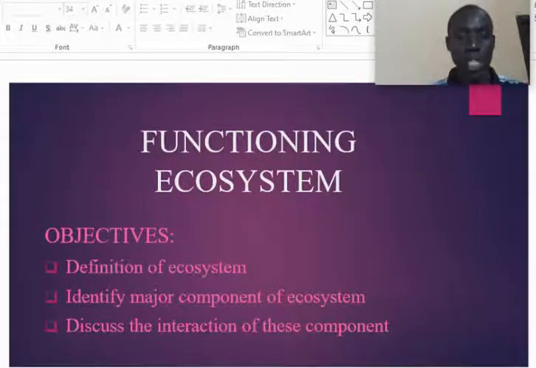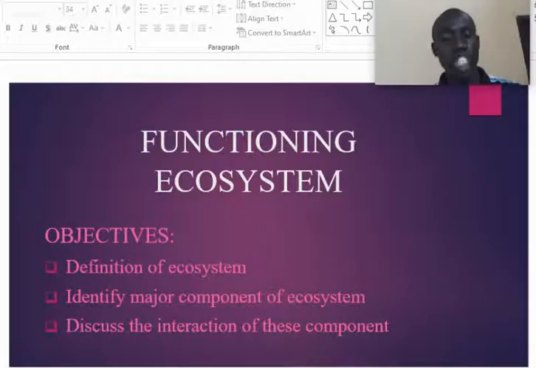Today, because of our time, we're going to look at the functioning ecosystem. What is a functioning ecosystem? We don't need to define that. But before today, we have identified what ecology is all about. We said ecology is the study of interaction between plants and animals, living and non-living things in a particular environment. Today, we are going to look at functioning ecology. How do these interactions happen in an ecosystem? What role does each of these organisms play in an ecosystem?